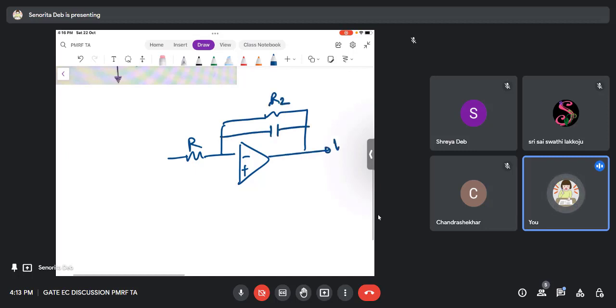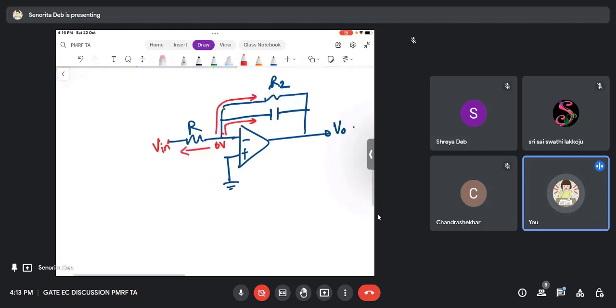Now when you're putting a KCL equation across this kind of circuit, if this is 0 volts, this is Vin, right? So in KCL, this is one current, this is one current, and this is one current. So what you do is 0 minus Vin by R plus 0 minus V0 upon 1 by SC, because this is C, plus 0 minus V0 by R2 is 0, right?